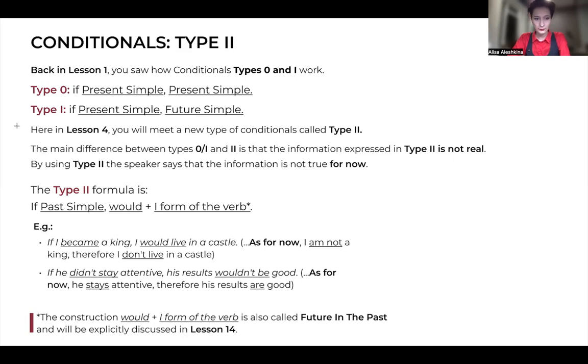Let's look at the examples. If I became a king, I would live in a castle. But for now, I'm not a king, and that means that I don't live in a castle.